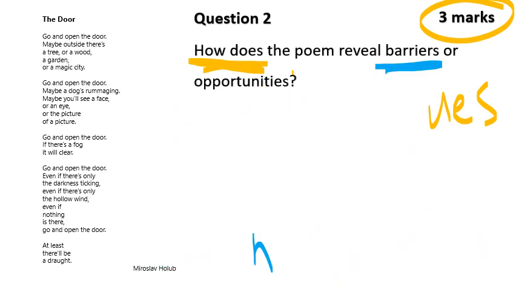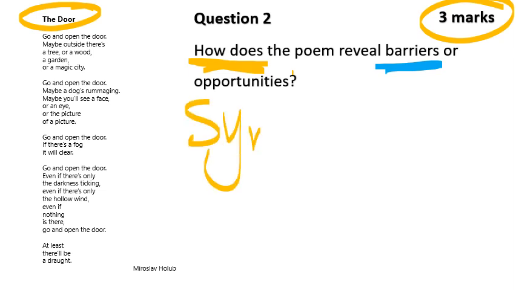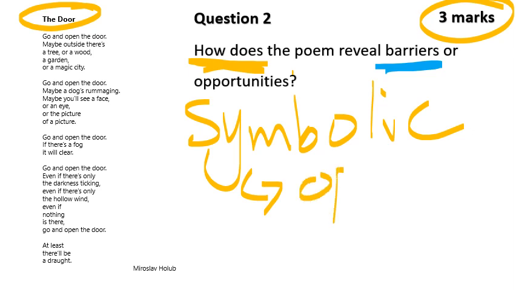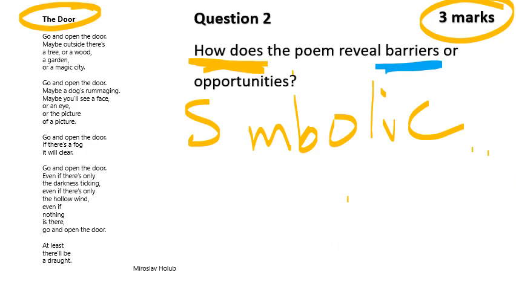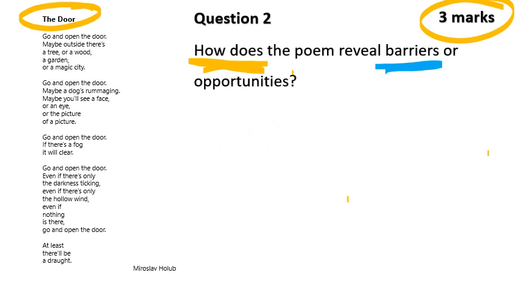When we study poetry, we always pay attention to the title first, The Door. So I know that doors are symbolic. Doors are frequently used to symbolize ideas of opportunities, and they are often used to symbolize barriers, particularly if they are locked. But I suggest that this poem is more emphasizing that doors are there as opportunities.